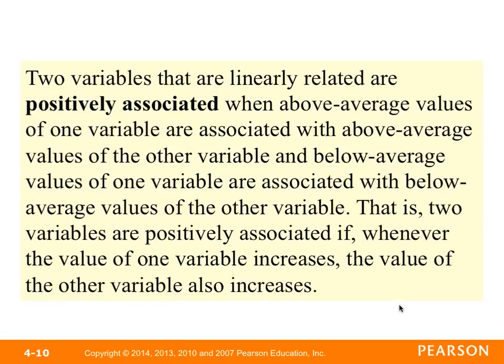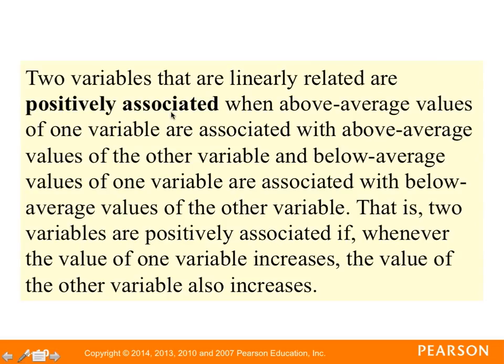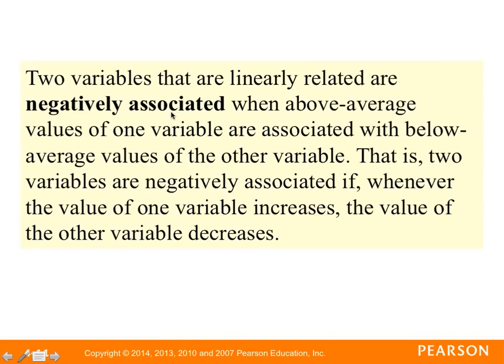So we say that two variables that are linearly related are positively associated when above average values of one are associated with above average values of the other. And then the same with below. So below average values of one of the variables is going to be associated with below average values of the other. Another way of saying that is that two variables are positively associated if whenever the value of one increases, the other one also increases. So this is going to look something like this one here where we have this positive slope, okay, it's increasing. So those two are positively associated.